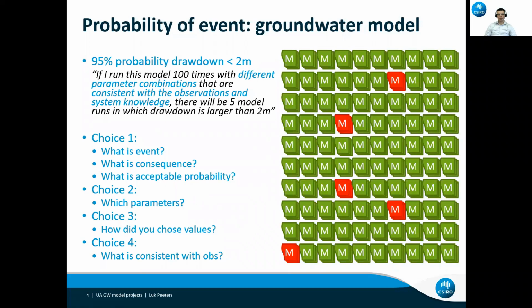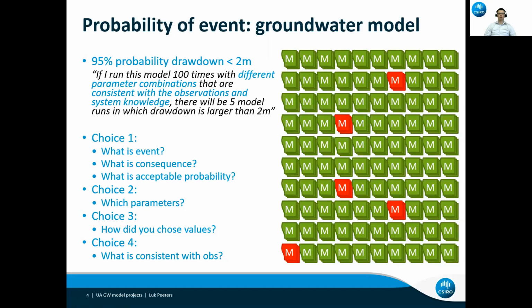But if you then drill into the details, there's that phrase, different parameter combinations. And that, to me, raises two questions. Which parameters are you including? And how did you choose 100 of these values? And then finally, consistent with the observations. What does that mean? How do you define being consistent with observations? So these four questions or four choices that you need to make, that's what I want to try to focus on in this webinar today.